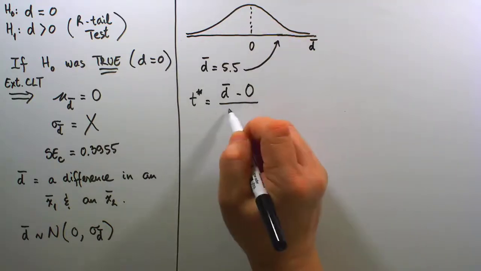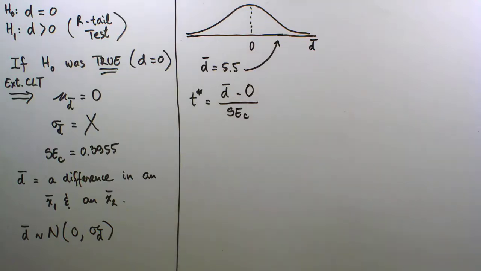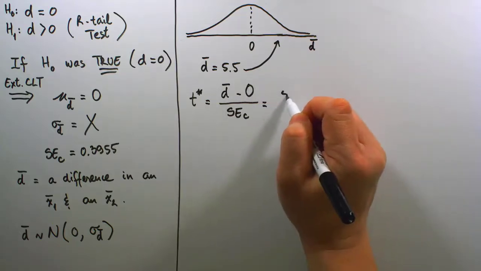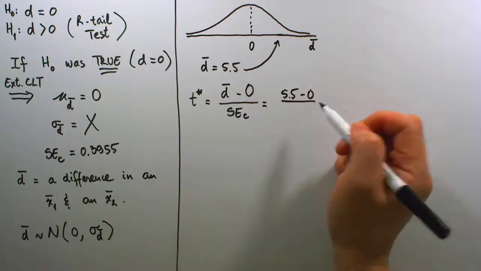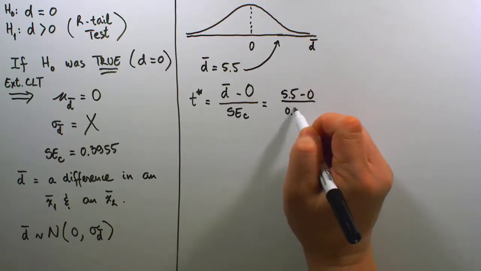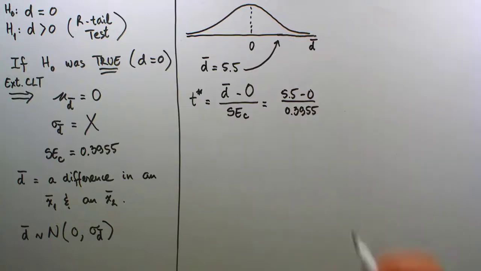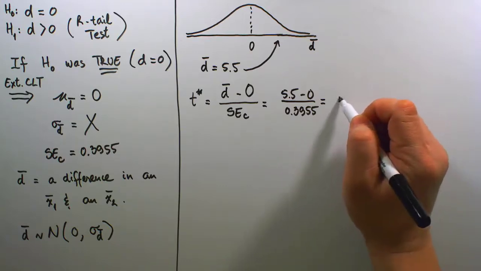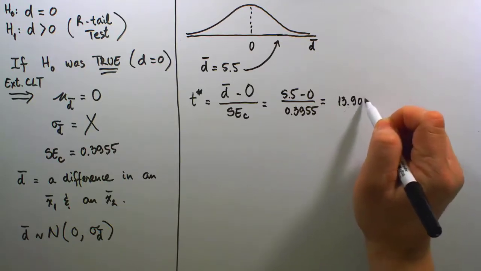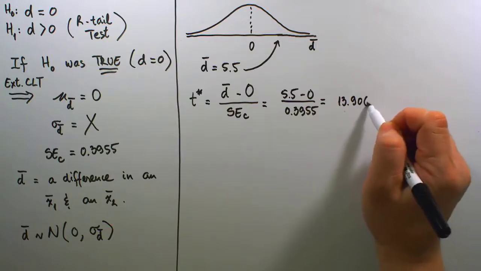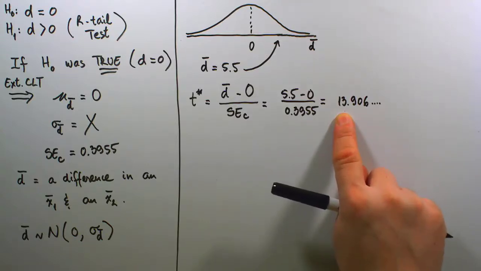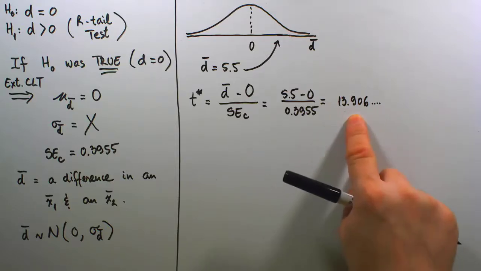And we will be dividing by the SEC. Continuing into the math problem, this will be 5.5 minus 0 as a setup, divided by 0.3955. The calculation came out being a positive 13.9064 and a lot longer, but usually I'll just round it. I'll just keep t scores unless specified otherwise. I'll just round t scores to 3 decimal places.